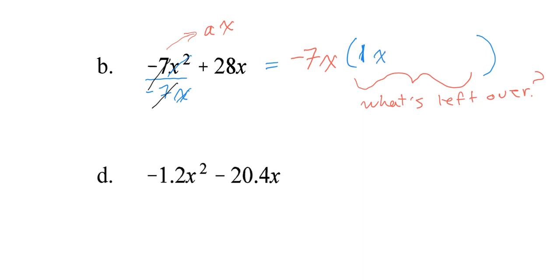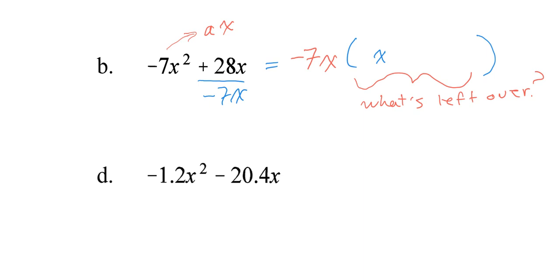So that's great, isn't it? But you know that 1x is just x. So just think of it that way. And then we have to imagine that we are dividing 28x by negative 7x. So positive 28 divided by negative 7.